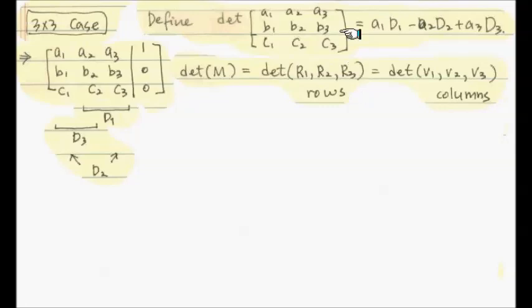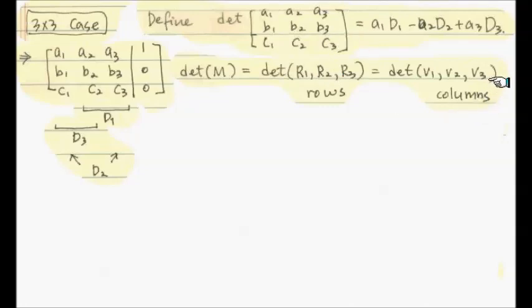functions on three rows. The first row is a1, a2, a3. Second row is b1, b2, b3. Third row is c1, c2, c3. They're written like this. R1 is a1, a2, a3. R2 is the second row here. R3 is the third row there. So we can look at this as a function on those three rows.